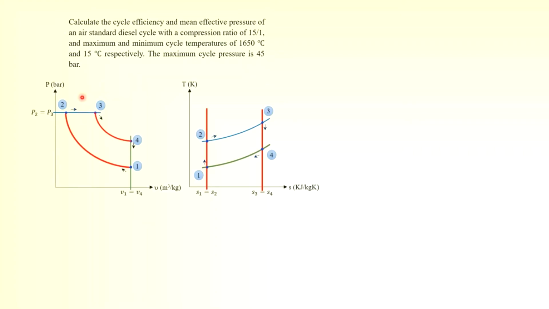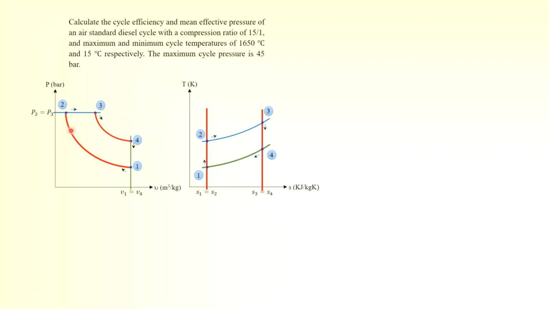So they have given us the maximum and minimum cycle temperature of 1650 and 15 degrees C. And then they have given us the maximum cycle pressure of 45 bar. Remember the temperature, we have to add it with 273 to change it to absolute temperature. So this will be your PV and TS diagram.